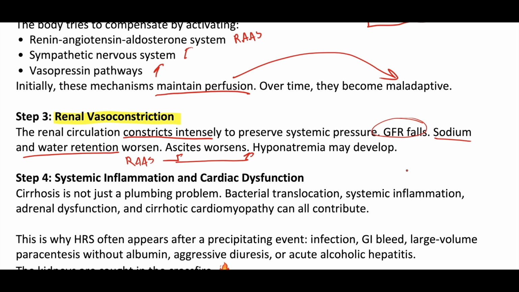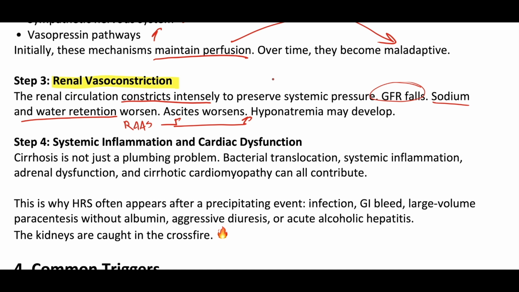And then the last thing, which is less tied into this nice series of pathophysiologic steps we talked about, is just general systemic inflammation and cardiac dysfunction. Cirrhosis is not just the vascular plumbing problem we talked about, but you get bacterial translocation, systemic inflammation, adrenal dysfunction, cardiomyopathies, all that stuff, and all these little things add up over time and can lead to worsening kidney injury.